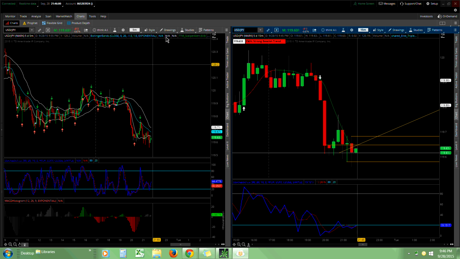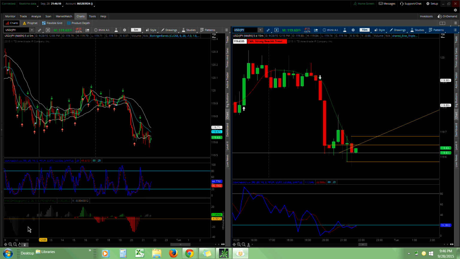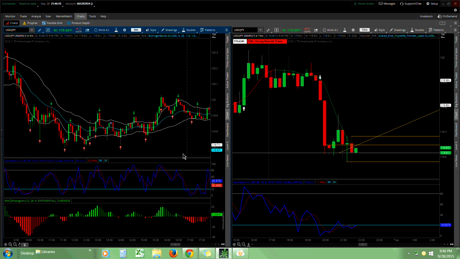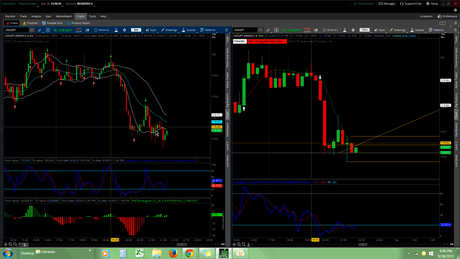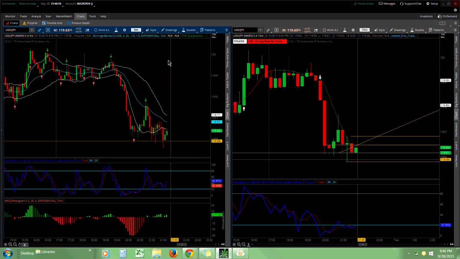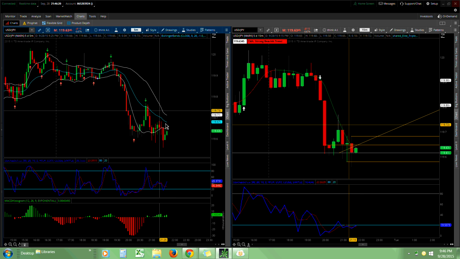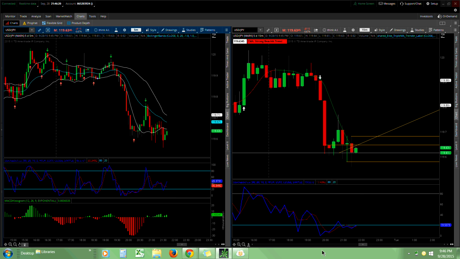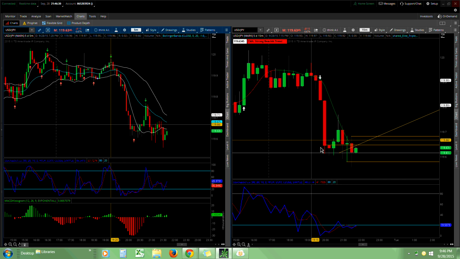It kind of looks funny on the 5 minute, and I do feel that it's going to be a short-term move to the upside. So it's actually bouncing around this price. So we'll see what it does. I'm a little bit off the money on this. So we'll see how it works out.